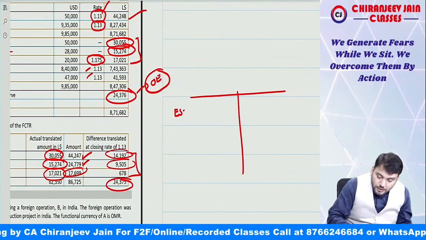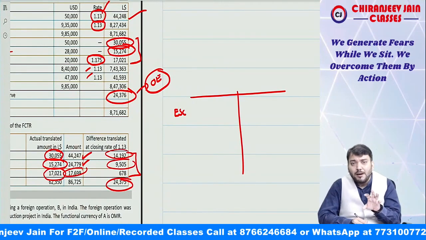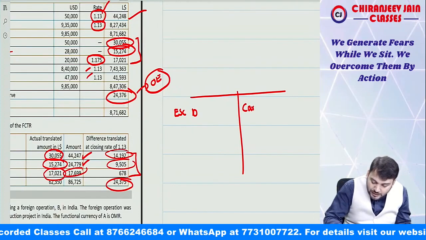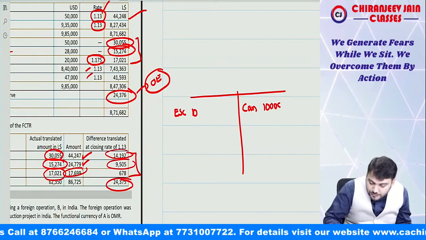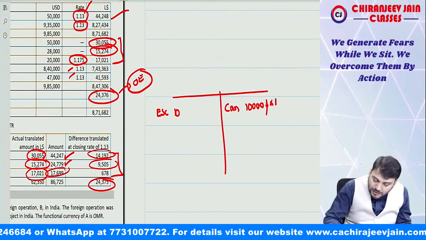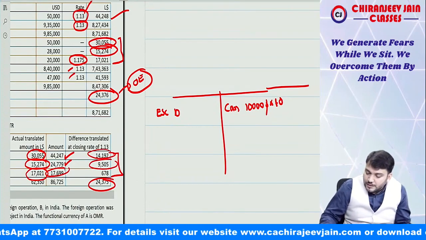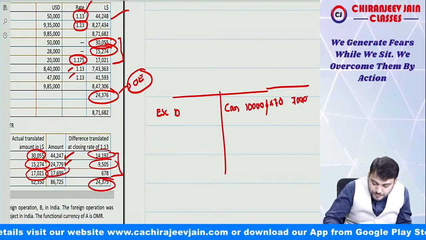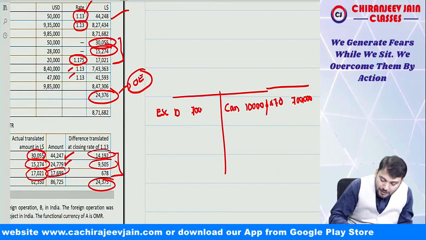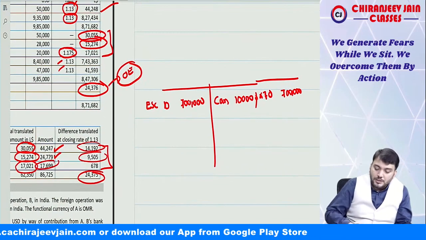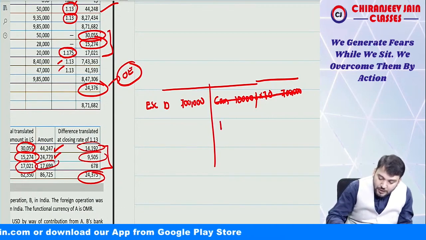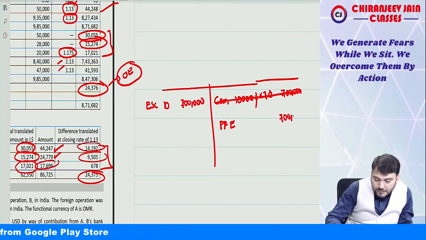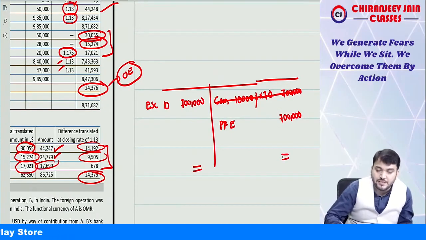Suppose one company was formed by issue of equity shares. Suppose cash of $10,000 was received at 70. The total investment, 10,000 into 70, is equal to 7 lakh. This much amount received, so this also becomes 7 lakh. Correct? Understood. Now from this cash, suppose you purchase property, plant and equipment of 7 lakh. This is the position right now.